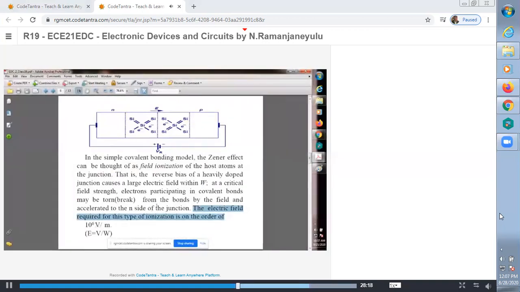Then what happens within this W region is that a large number of covalent bonds may break, and a large number of charge carriers may break the covalent bonds and cross the junction. Remember, this is due to minority carriers only. In the P side, the minority carriers are electrons, and electrons go to the N side. In the N side, the minority carriers are holes, and holes go to the P side. Like that, the minority carriers cross the junction, so that a large amount of current flows through the junction.